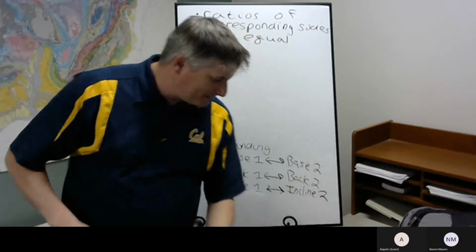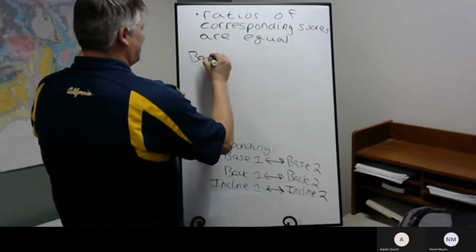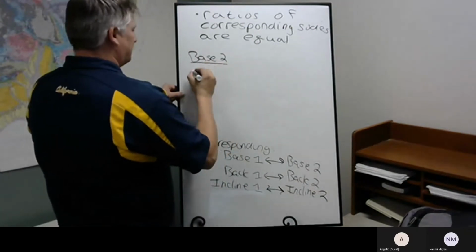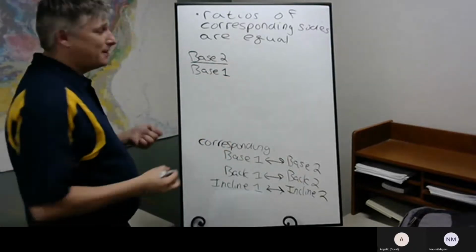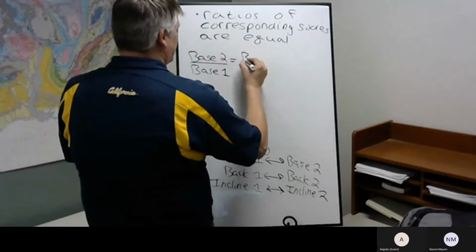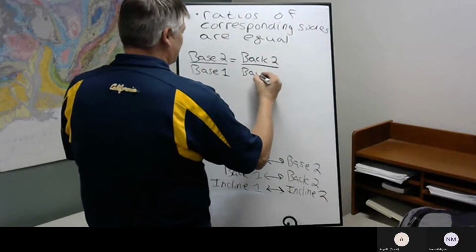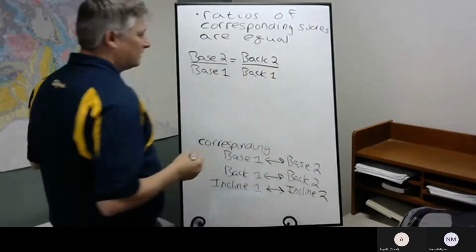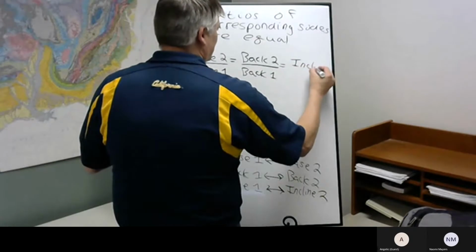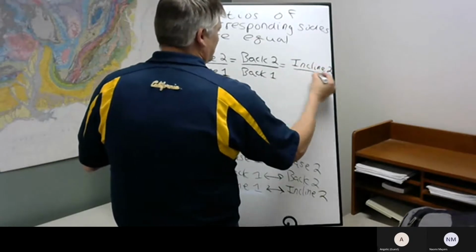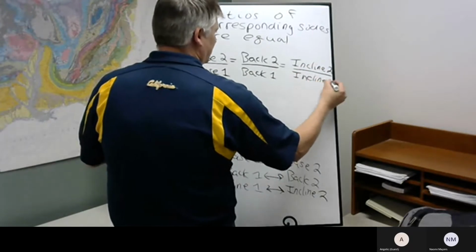So, for example, if we take the length of base 2 and divide by the length of base 1, we're going to get the same number if we took back 2 divided by back 1. And that'll be the same number if we took incline 2 divided by incline 1.